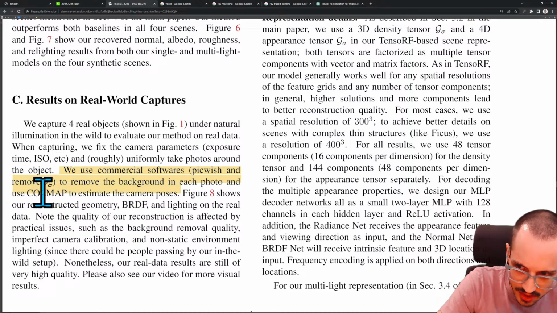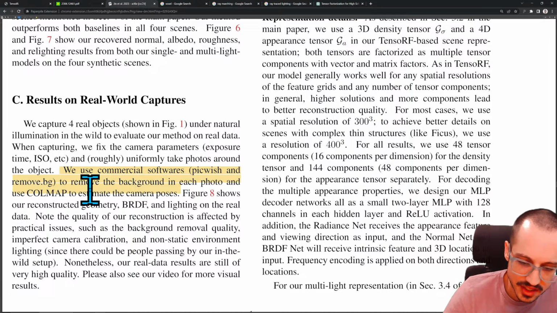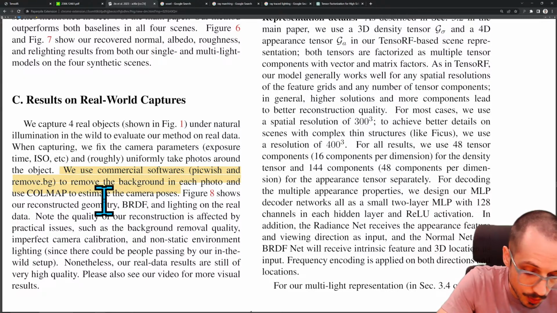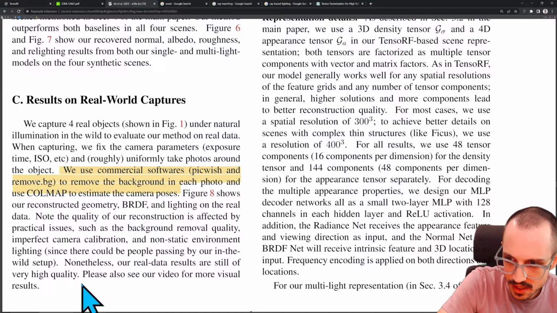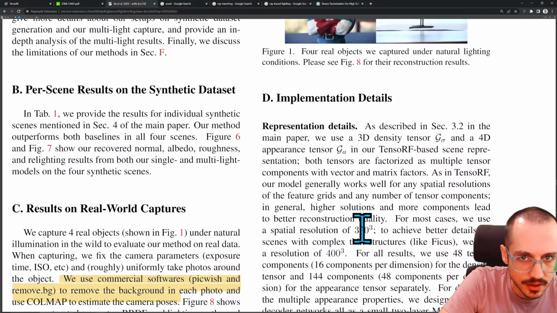But I feel like there's an opportunity here for someone to come up with some kind of successor to COLMAP, some way to get the camera position from a set of images that have an unknown camera pose. I don't know what it is, but I feel like the fact that people still use COLMAP is a little bit sus. I feel like we need to move on from that as a community. Okay, quality is affected, blah, blah, blah.